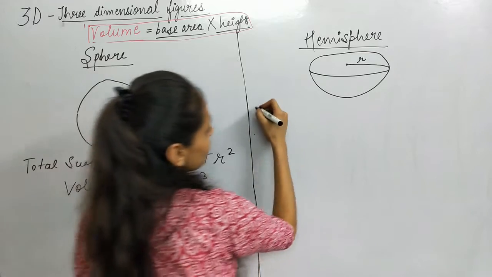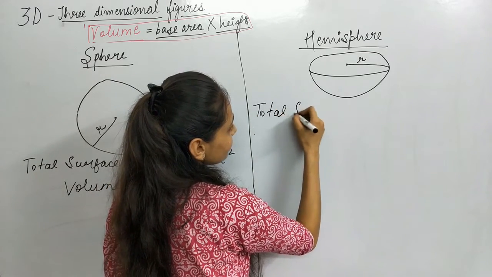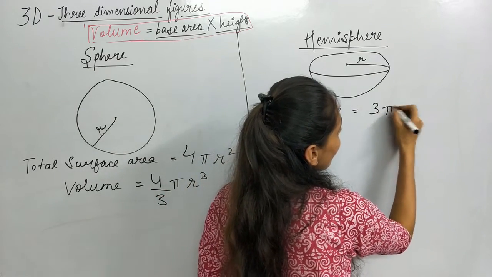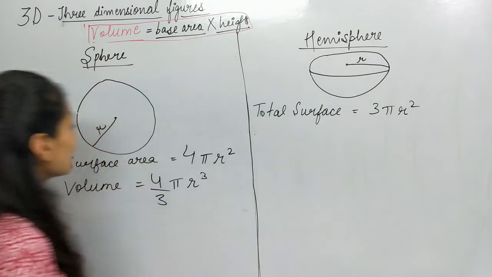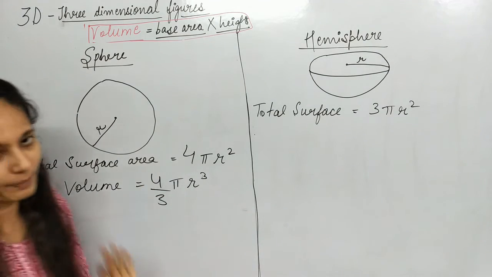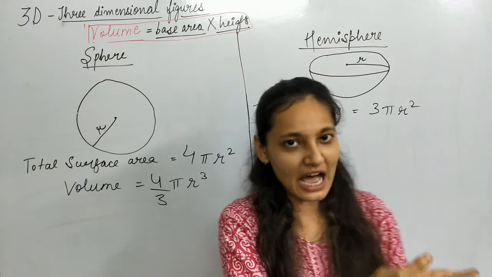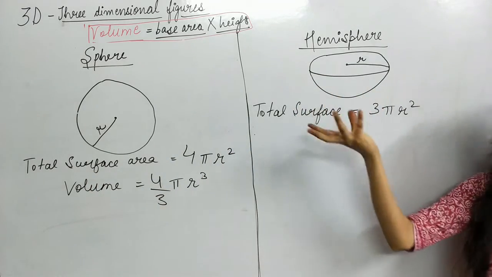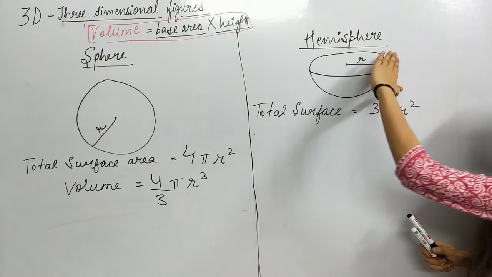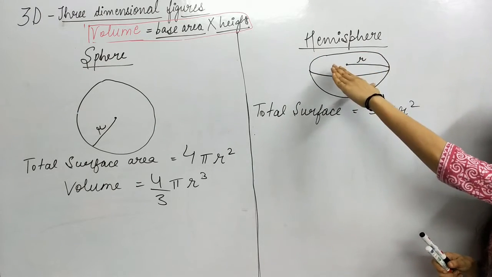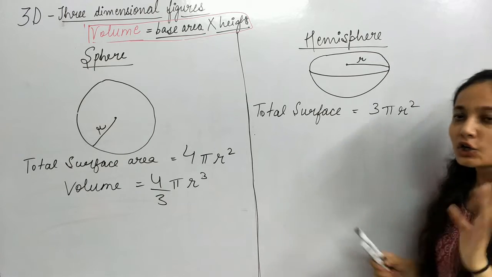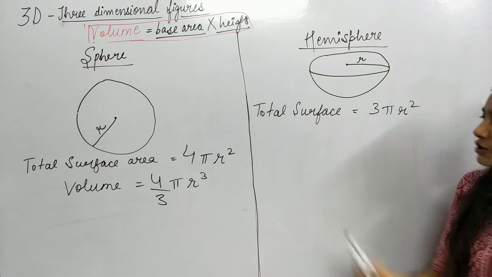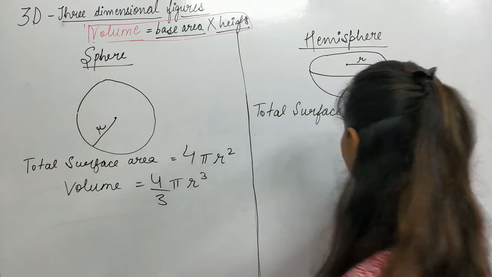And for hemisphere, you are having total surface area equal to 3 pi r square. Okay, because total surface area of sphere is 4 pi r square. If you cut the sphere from its half, you will get half of its area, that is 2 pi r square. But for the hemisphere, you are having this circular top also. 2 pi r square plus this top gives you 3 pi r square. So this is the total surface area of hemisphere.